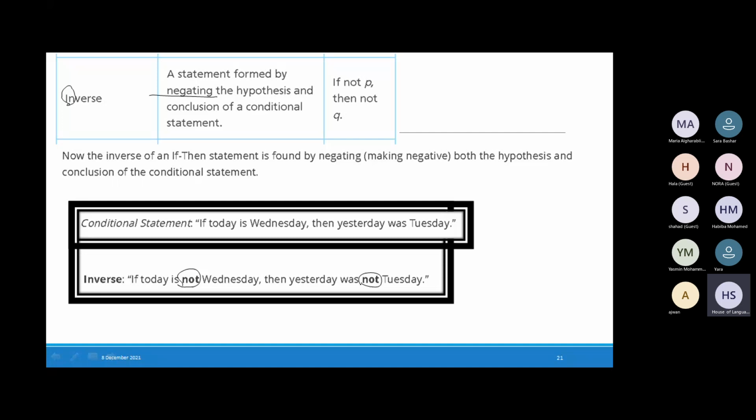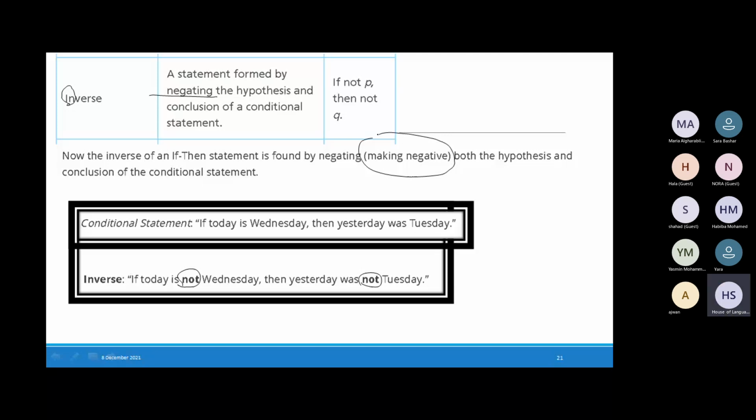So what do you have to do? Just make the sentence negative. Like, if today is Wednesday, then yesterday was Tuesday. This is the conditional. The inverse: if today is not Wednesday, then yesterday was not Tuesday.